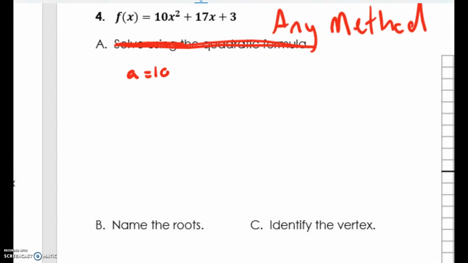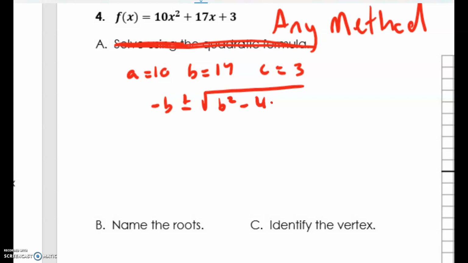A is equal to 10, B is 17, and C is 3. I'm going to plug those into the quadratic formula. I'll write it down again. Negative b plus or minus square root b squared minus 4ac all over 2a.